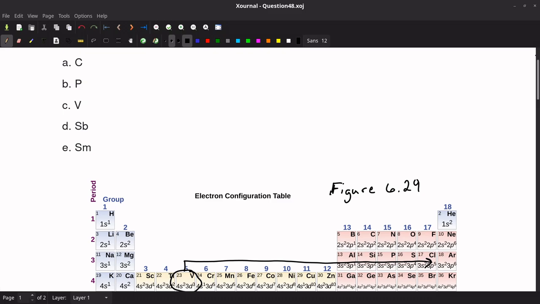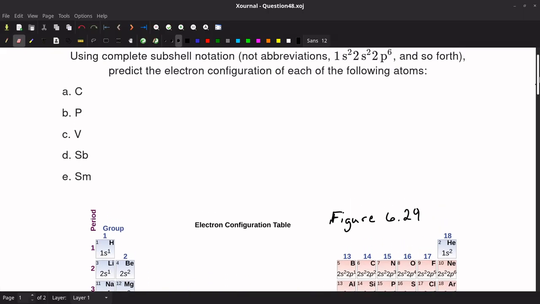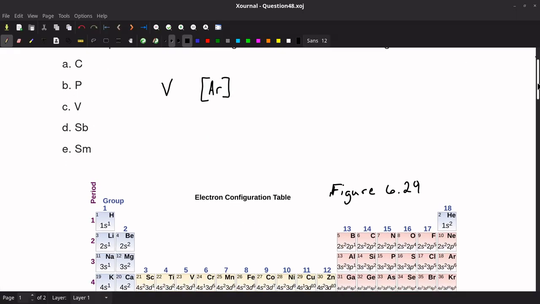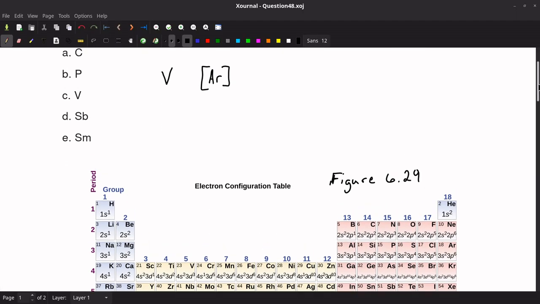Now, what we want to do, I wanted to get rid of that, and we're going to rewrite the vanadium here. Just a second. In the abbreviated fashion.